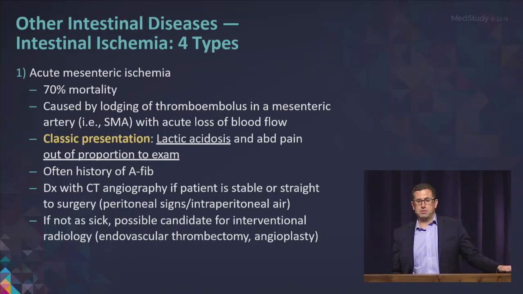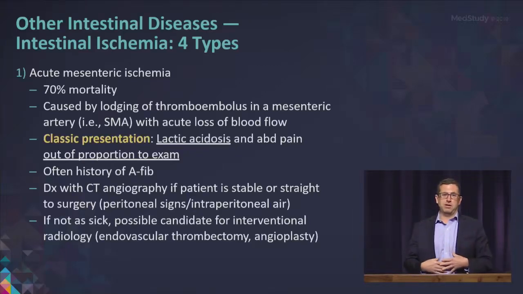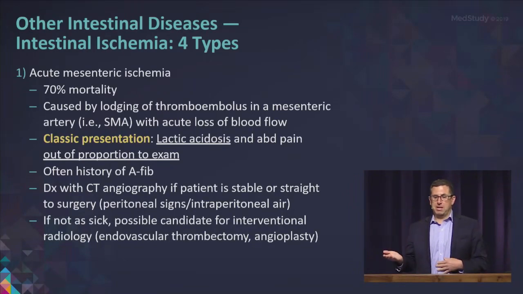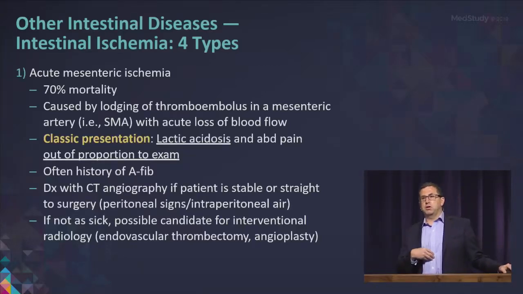In terms of intestinal ischemia, these are important entities to know about. There are four main types. The first is acute mesenteric ischemia. That's the most dramatic one, where the patient comes in with severe abdominal pain out of proportion to exam. There may be lactic acidosis, particularly if it's been going on for a while. Generally, there's going to be a clot in the SMA that's going to cause low blood flow distally.